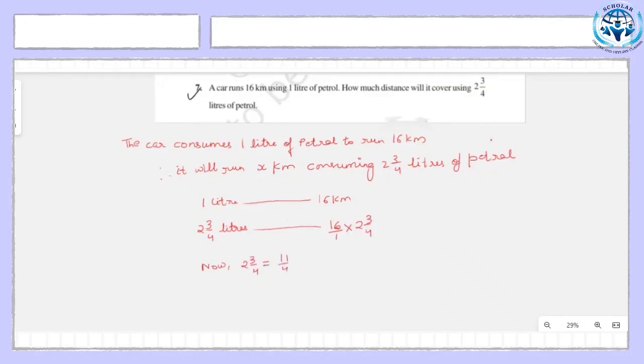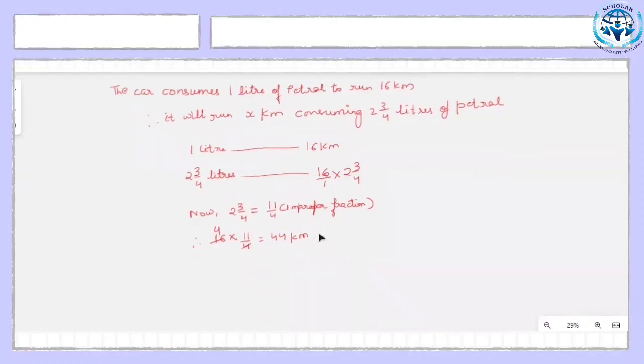Now 2 3 by 4 is equal to 11 by 4. 4 2 ja 8, 8 plus 3 is 11. This is an improper fraction. Now we will multiply this 11 by 4 with 16. 4 4 ja 16, 11 into 4 is 44. So, the car will run or will cover 44 kilometer in 2 3 by 4 liters of petrol. This is the answer.